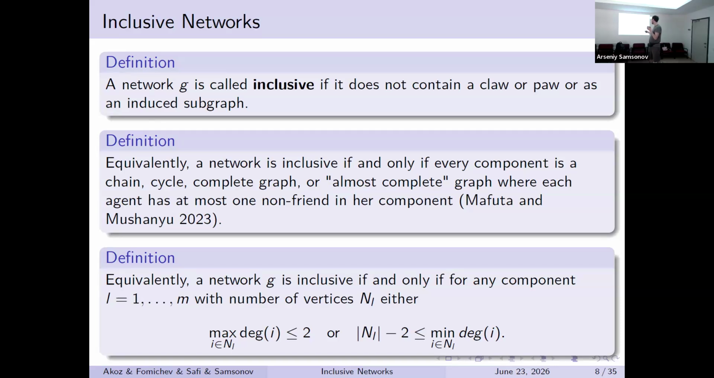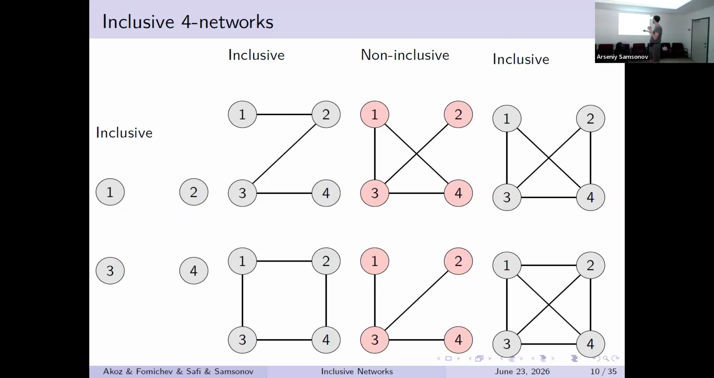I think the most intuitive is this one. The last one is this is inclusive. This is not inclusive because it's a core. This is not inclusive because it's a claw. Alright.